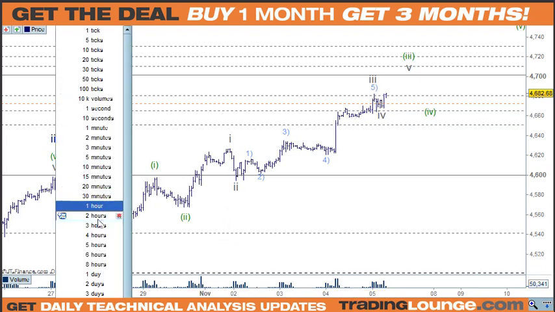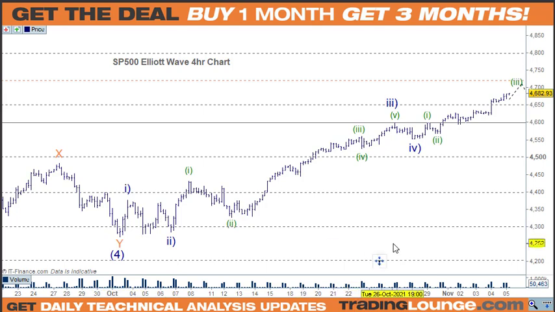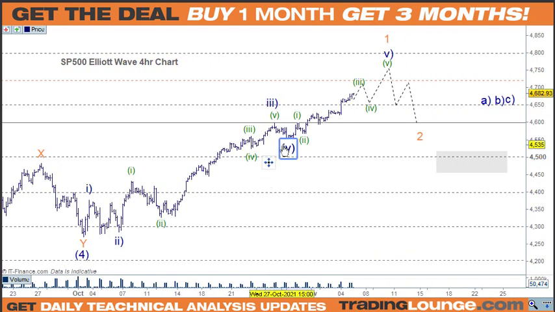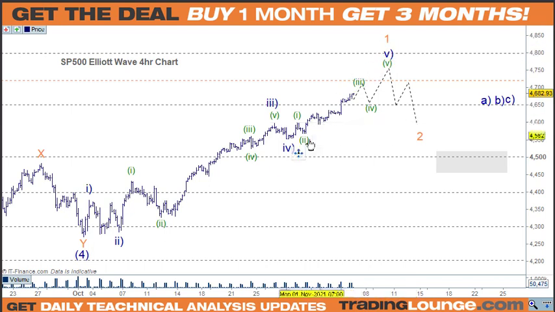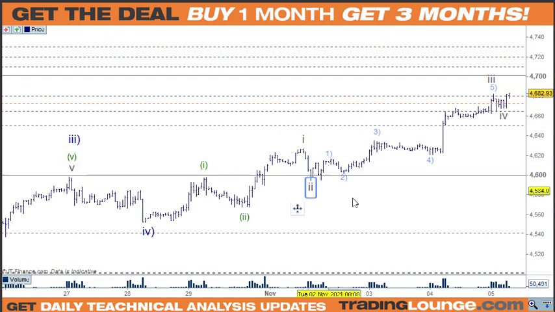We'll just go back 1 second here. So picking it up from this blue wave 4 here, okay? From this blue wave 4 here, we're looking for 5 waves up to blue wave 5. That's our current path to that top.